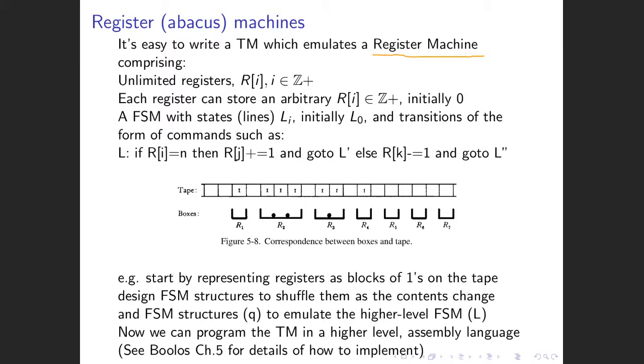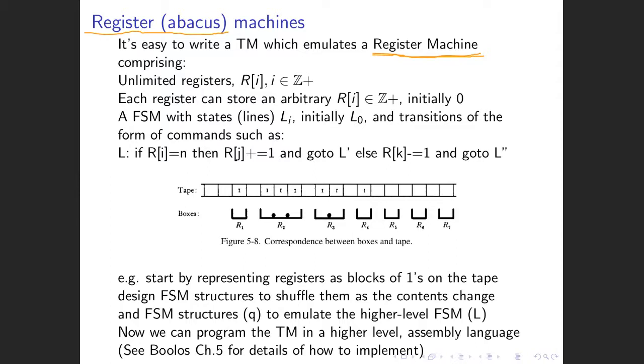Sometimes called a register machine or an abacus machine. They're the same thing. So let's consider a different model of computation. If you ever got an exam question that said, talk about different models of computation, this would now be a third one to add to lambda calculus and Turing machines, right? A register machine is a slightly higher level model of computation.